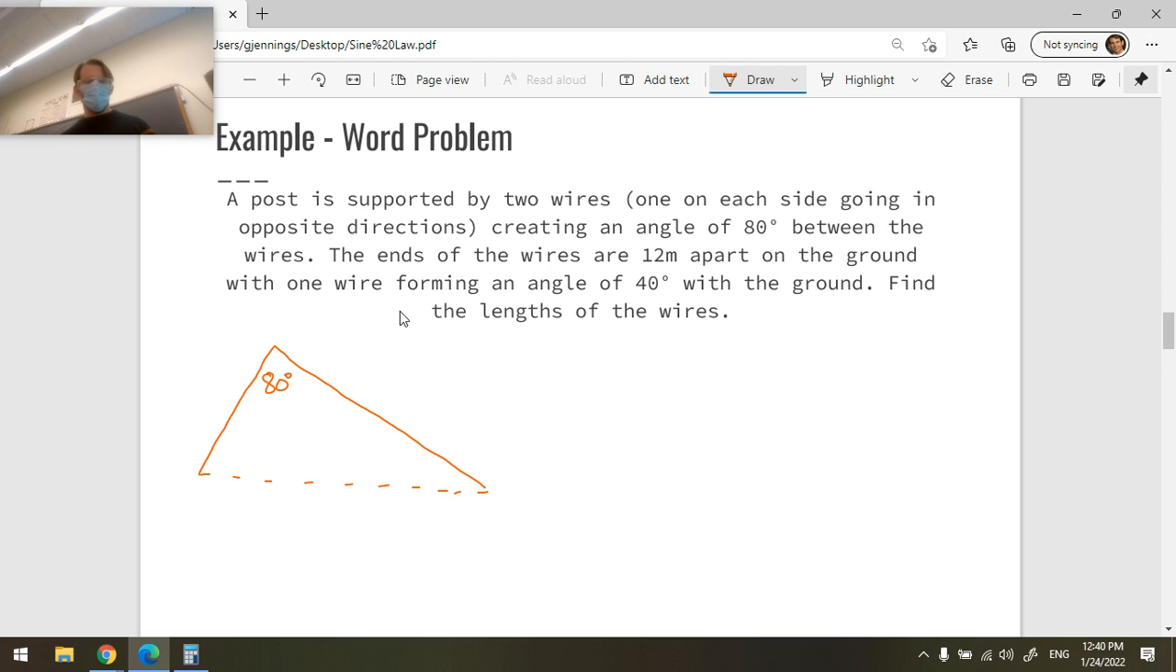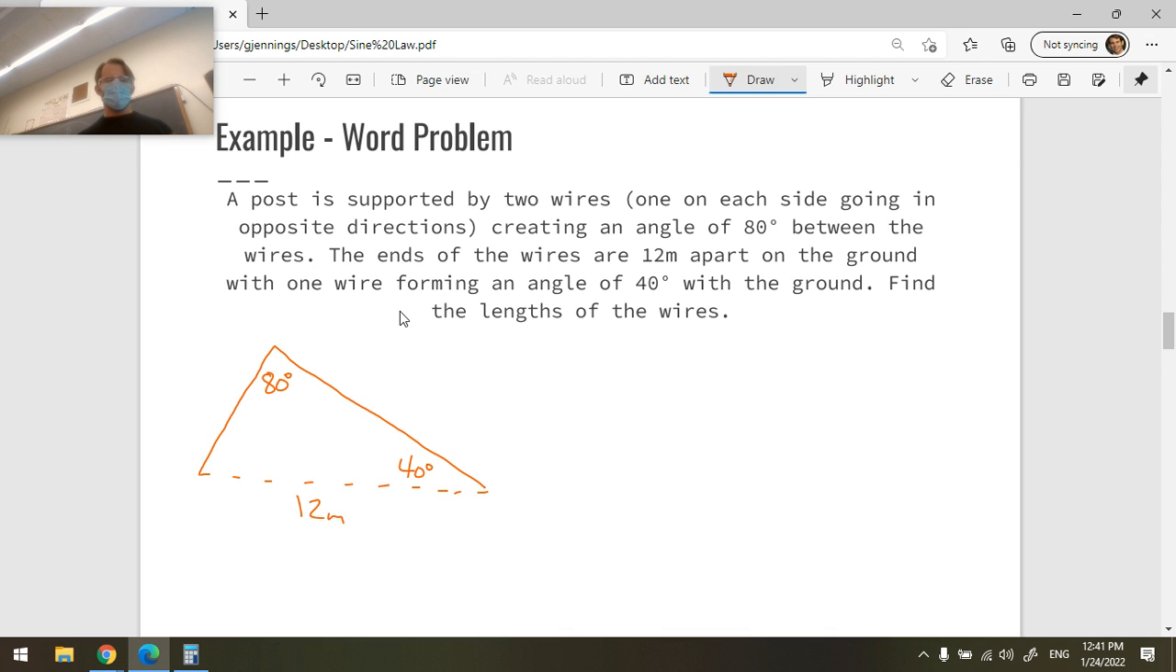Here's the ground. My pole's in the middle. I'm not going to draw it. I don't know how tall the pole is, and so I don't really care about the pole. But I know that the angle between the wires is 80 degrees, that along here this is 12 meters along the ground, and one wire forms an angle of 40 degrees with the ground. We want to find the lengths of the wires. So let's go for it. This one here could be 40 degrees, sure. All right, so now we've got all of our knowns on there.